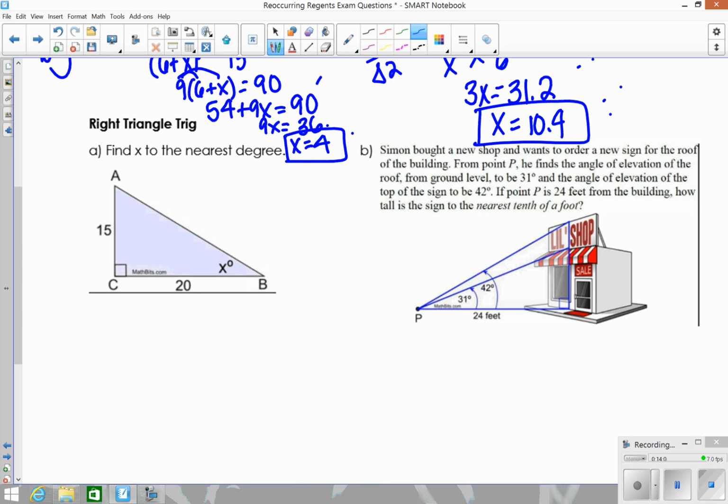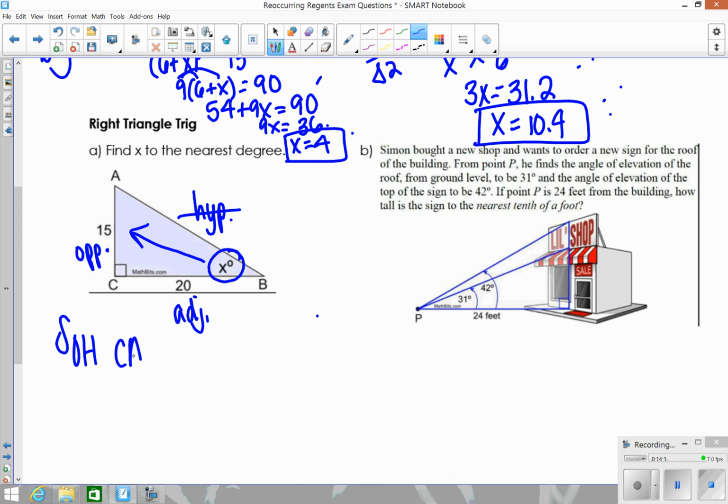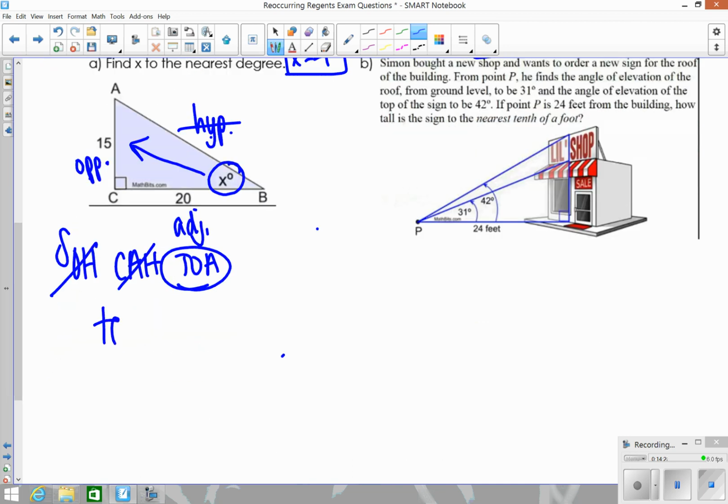So for this one, we want to find x to the nearest degree. So x is my angle, so I'm going to go ahead and label these. So this is the opposite, this is the adjacent, and the hypotenuse I have nothing on, so I'm not going to use the hypotenuse. So you think about SOHCAHTOA, you're using O and A, you're not using H, so you cross off anything with an H. So it means I'm going to be using tan, so it's going to be tan of x equals the opposite, which is 15, over the adjacent, which is 20.